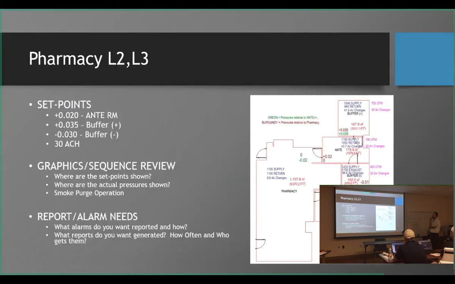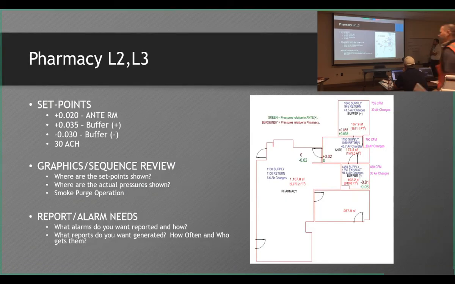Okay. So the pharmacies, these are a little bit more complicated. We've got two of them. They operate the same. The air flows for them are a little bit different from level 2 to level 3 because level 3 has 2 hoods in it, right? And level 2 only has 1 hood. So this will take a little bit of explanation, so bear with me.